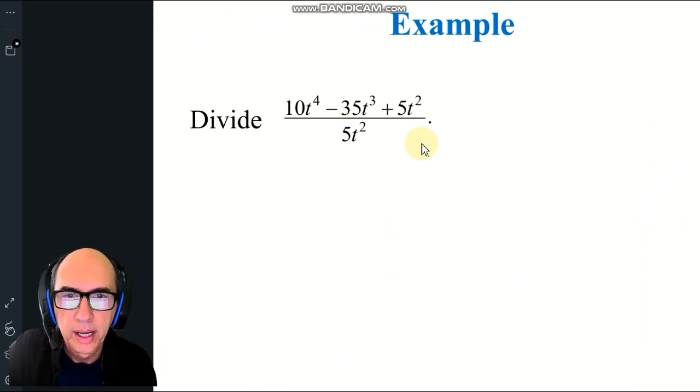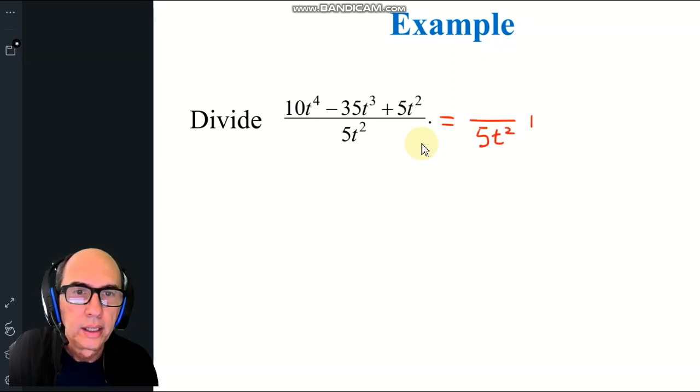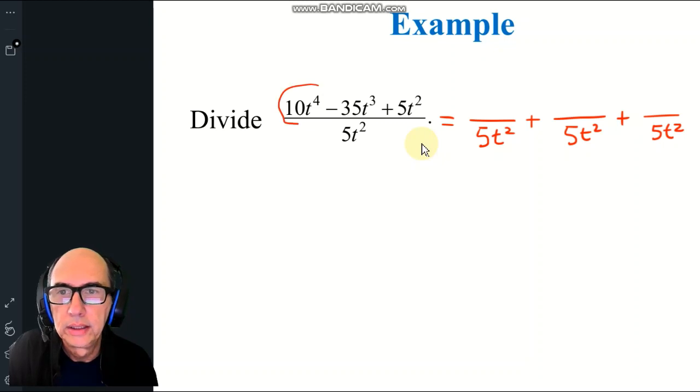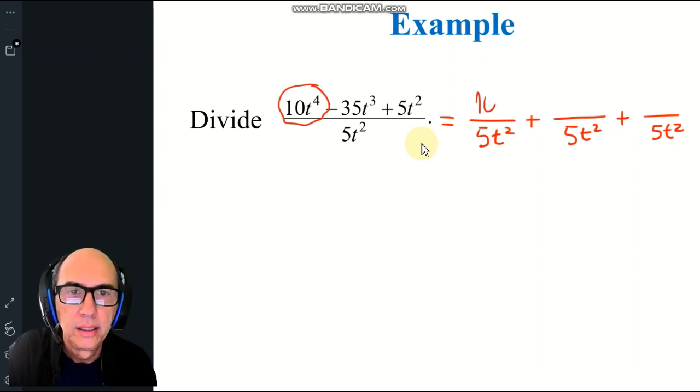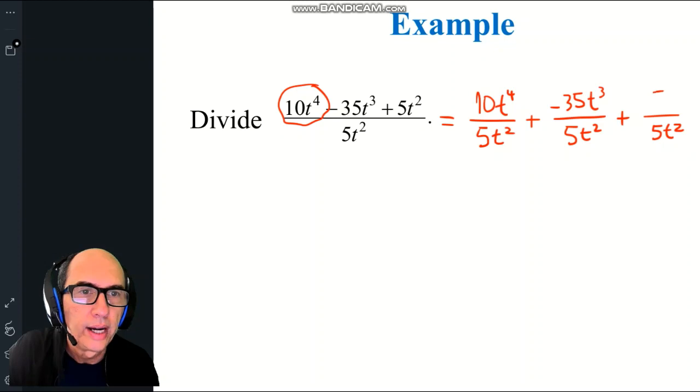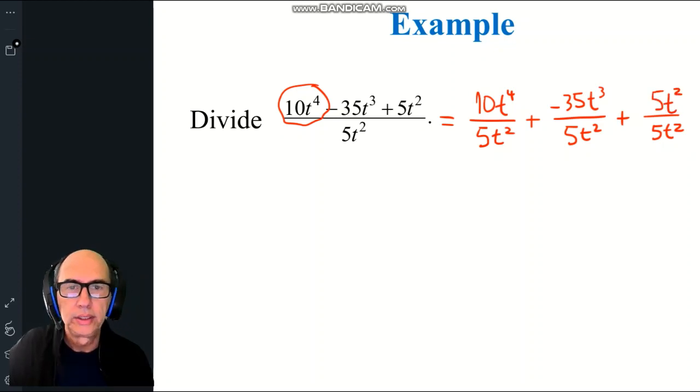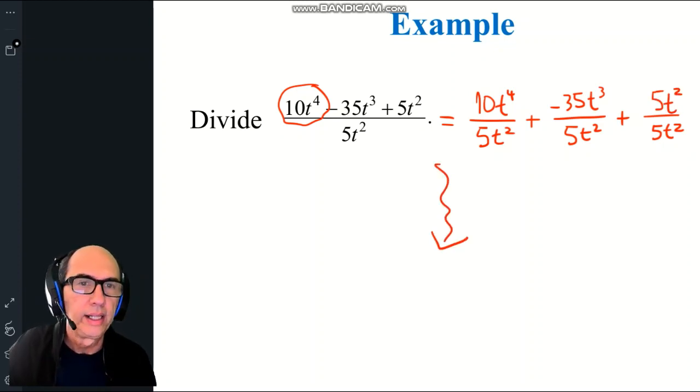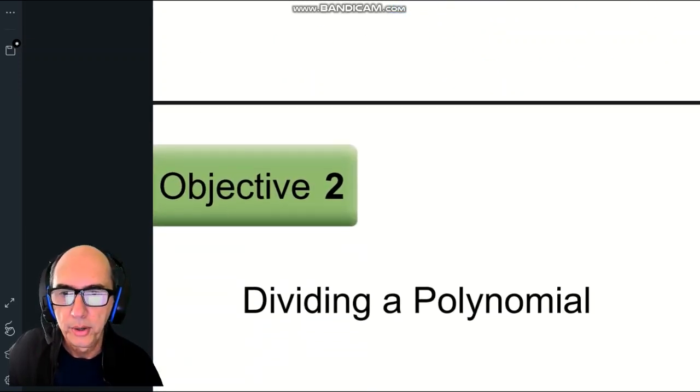Let's move on. You can try this example by yourselves. See, again, we have to split into three fractions with the same denominator. The first fraction, we have 10t to the fourth as the numerator, negative 35t cubed, and positive 5t squared. Now simplify, and you're going to find the answer. You can try by yourselves.